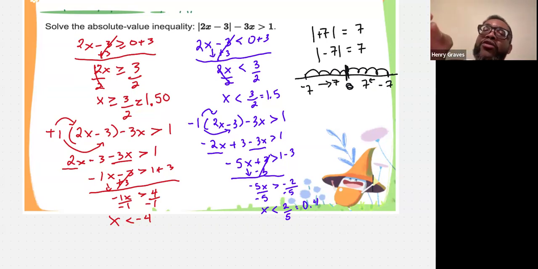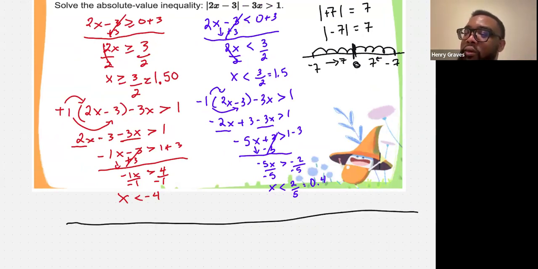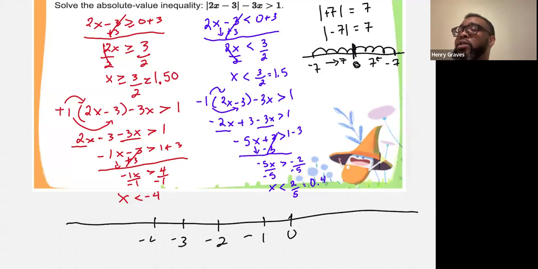Now, here comes the part where we have to graph it to actually find our formal solution. So here's my number line. Forgive me for it being so crooked. I'm going to have 0, -1, -2, -3, -4, -5. And then on the right side, I'm going to go by fifths. So I'm going to have 1/5, 2/5, 3/5, 4/5, and then the whole 1.